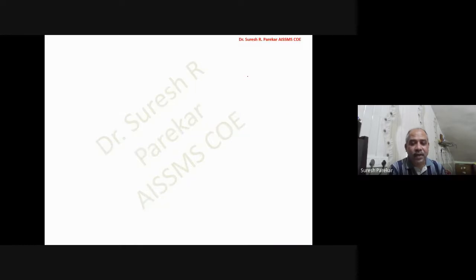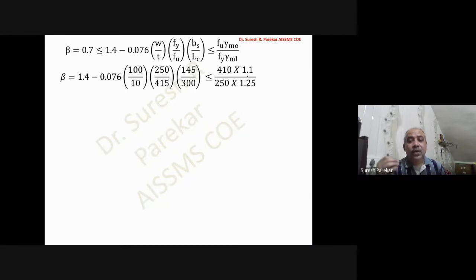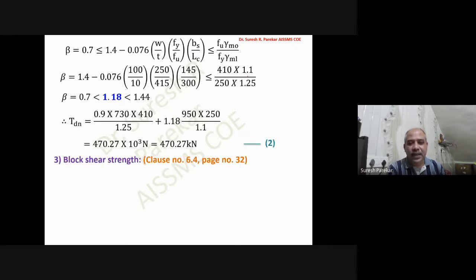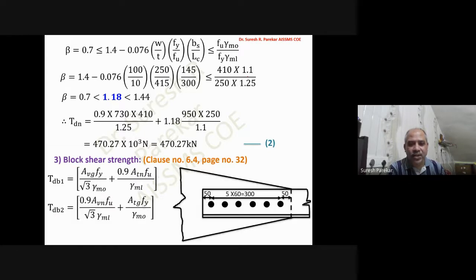Now WT we have taken 55, so for AVG we have to take 45 millimeter as length, and we have calculated the value of beta using all this, and that will be 1.18, and the value of TDN we got as 470.27 kilonewton. And then go for block shear strength.